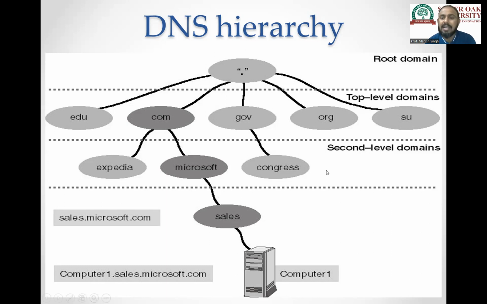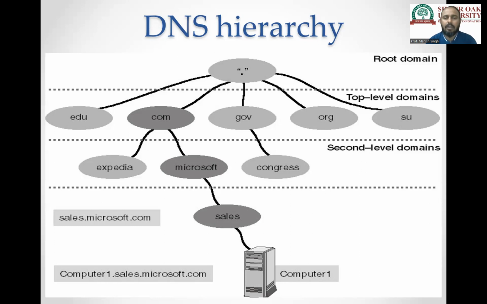Now these are the second level domains, for example Expedia, Microsoft, Congress. The next level of the DNS hierarchy is sales. Then the last is called computer. So this is computer1.sales.microsoft.com, read from bottom to top. Basically, it's a URL name.